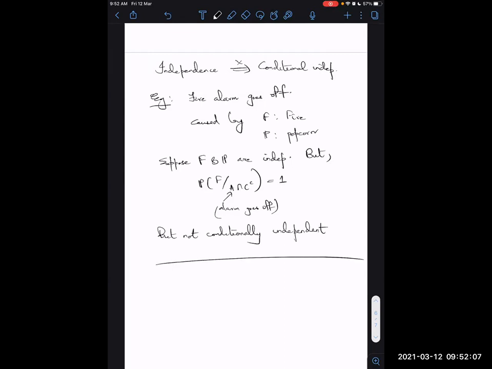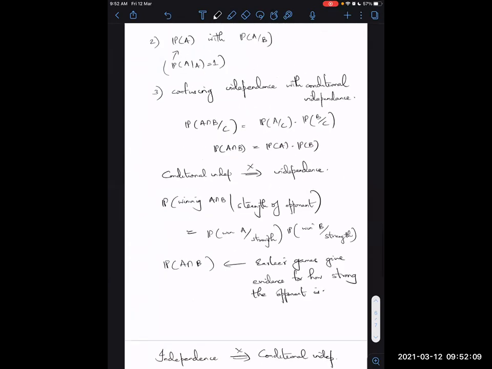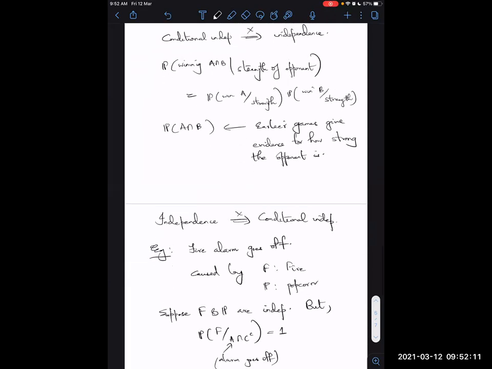Okay, so these are two things that you should understand very clearly. Conditional independence does not imply independence, and independence also does not imply conditional independence. And we have seen counterexamples as to why this is the case. So are these two examples clear for everyone? All right.